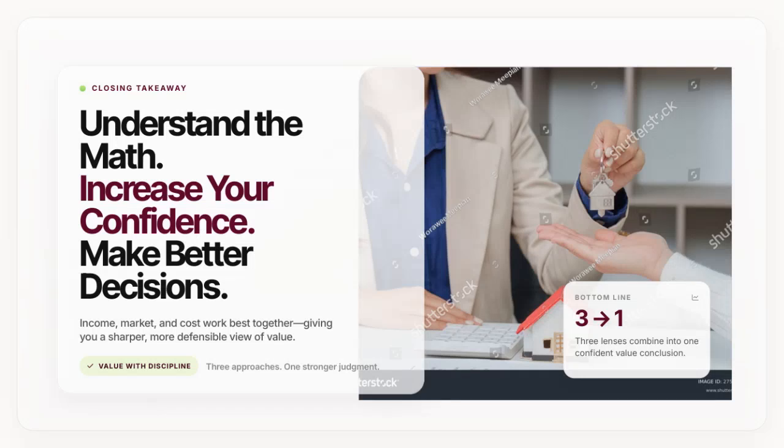To wrap up, the key takeaway here is that combining three different lenses, income, market, and cost, gives you a much clearer and more reliable understanding of value. When you understand the math behind these approaches, your confidence grows, and you're able to make better, more disciplined decisions. It's about blending these perspectives to develop one stronger, more defensible judgment that truly stands up to scrutiny. This disciplined approach to value is what drives smarter choices and better outcomes.